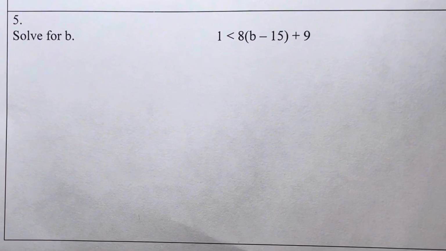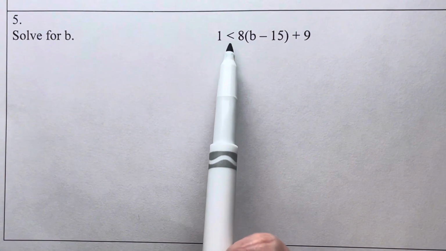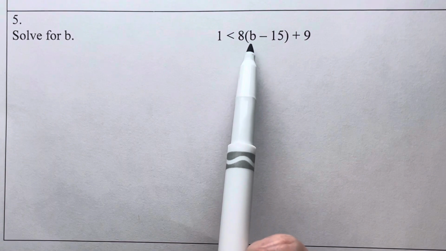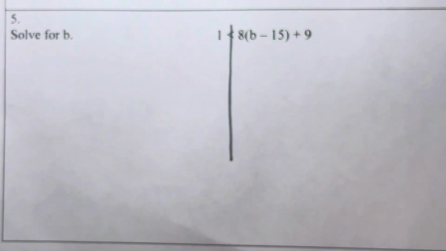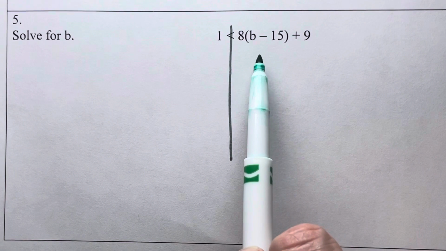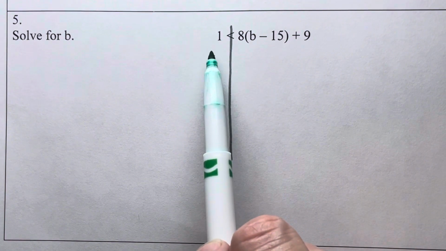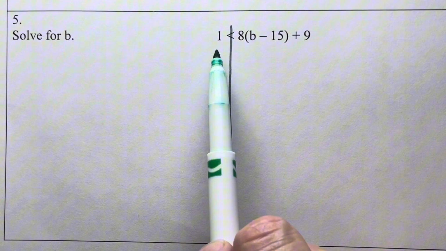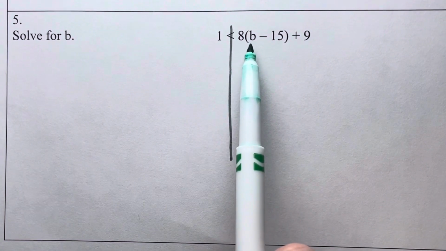In our fifth and final example, we're going to solve for b, where 1 is less than 8 times the quantity of b minus 15 plus 9. With the two sides of our inequality separated clearly, let's look and see what's going on here. Well, for starters, our variable is on the right side of the inequality instead of the left side of the inequality. But that's okay. This is the same process that we've been going through, where we follow our order of operations to get our variable b all alone.